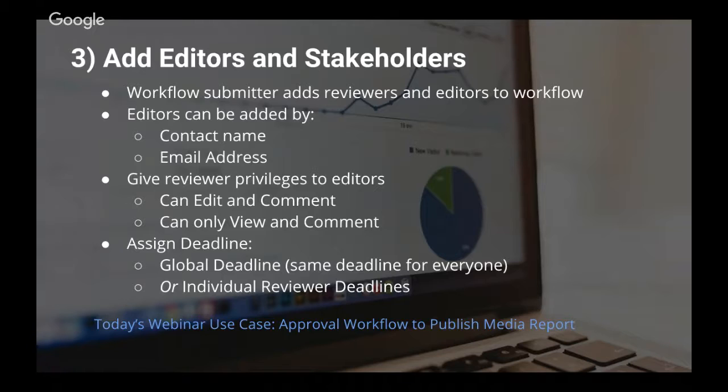In this stage, workflow submitters can also choose to set a global deadline or individual reviewer deadlines for the workflow. A global deadline sets the same workflow due date for all reviewers in the workflow, while setting individual reviewer deadlines allows different due dates to be set for each individual reviewer. The individual deadlines are normally used for a sequential approval process to have reviewers edit and make a decision one after the other.